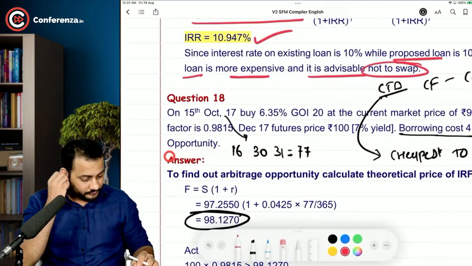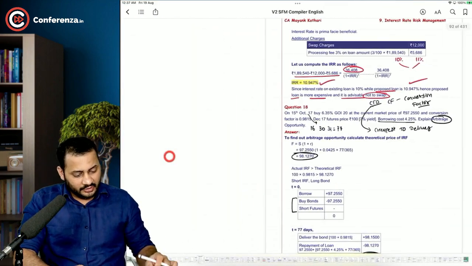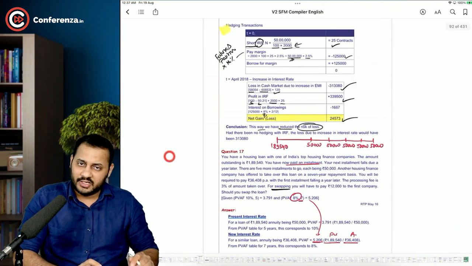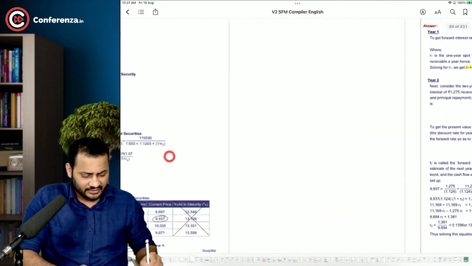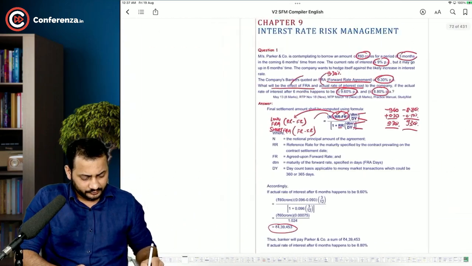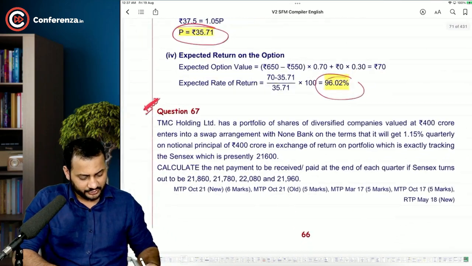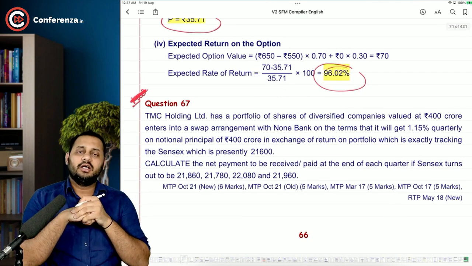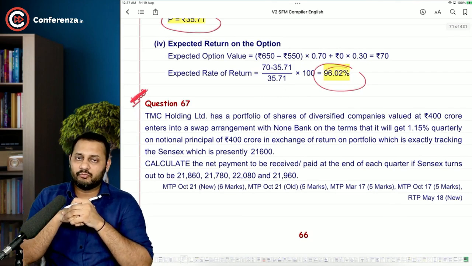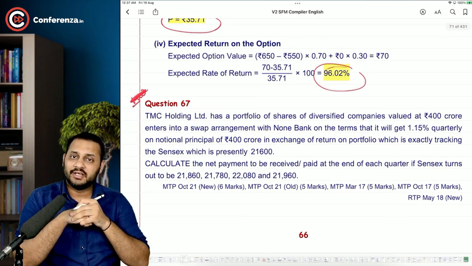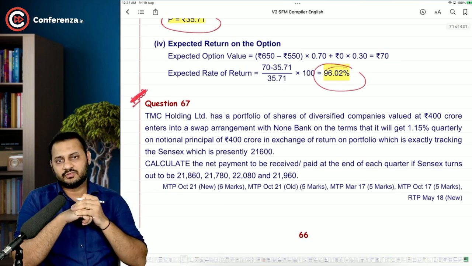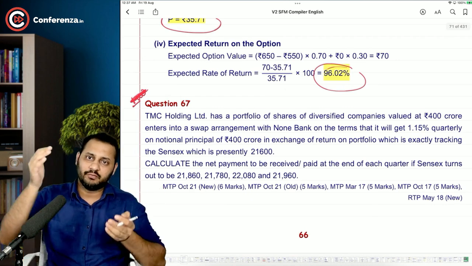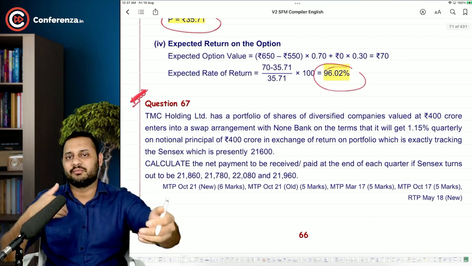That's it. Okay, so one question is left now. All the questions from the interest rate risk management are over. One question from the derivatives chapter is left, and that's very easy. Let's finish it as soon as possible. Yeah, this one, the last question, question number 67. Can we read it? Understand that till now you have been solving the questions on interest rate swaps. Now in this question, there is a different kind of swapping, but it is a swapping. So you will be paying something and receiving something.